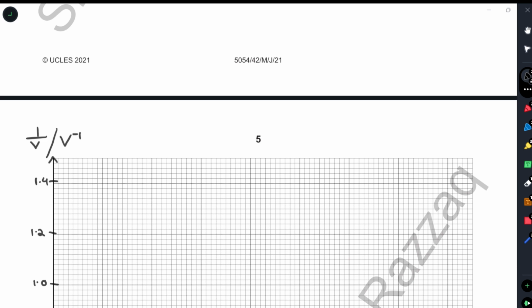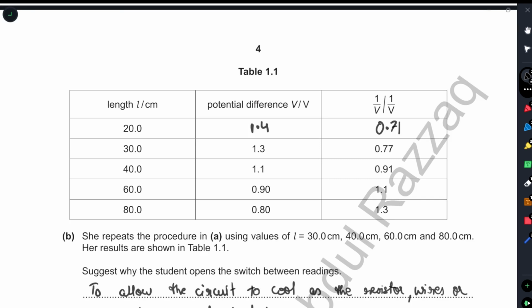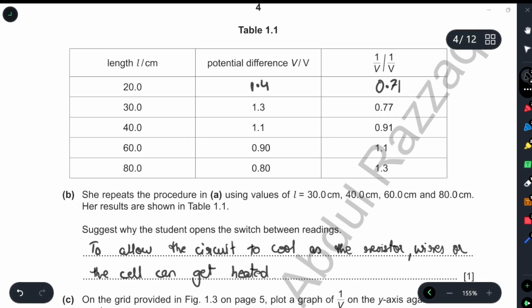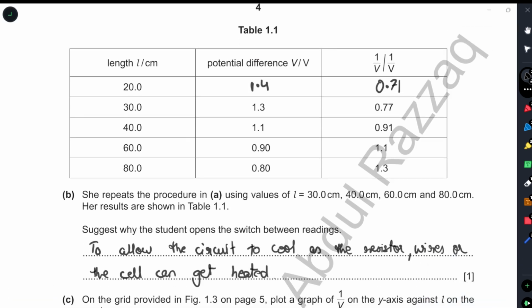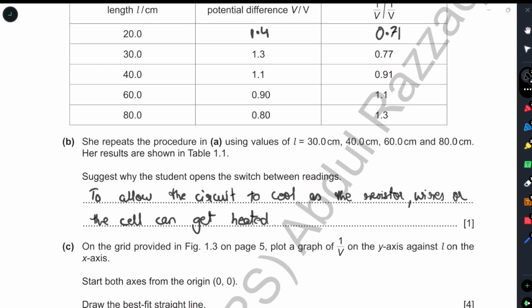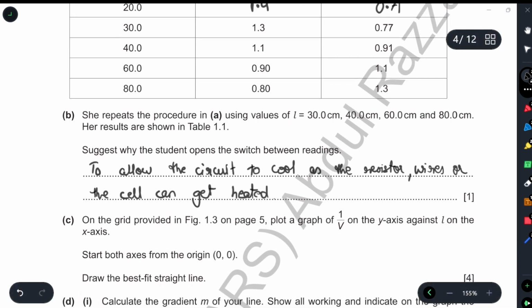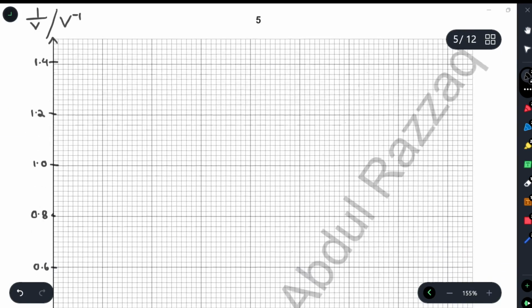Okay, then we need to plot the points. So let's start plotting the points. So what we can do is we can say at 20 it is 0.71, at 30 it is 0.77, at 40 it is 0.91, at 60 it is 1.1 and at 80 it is 1.3. Alright, so let's start plotting these.